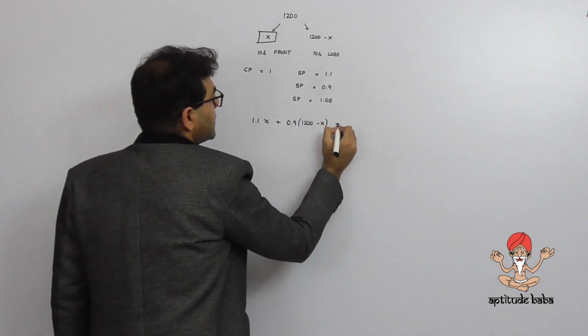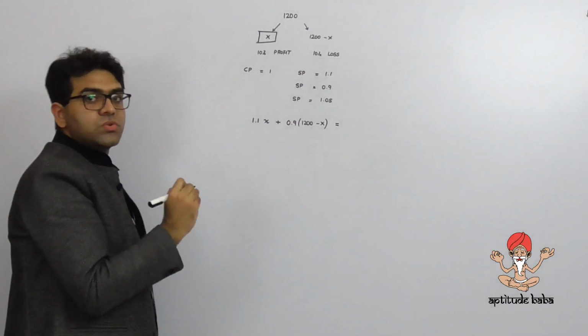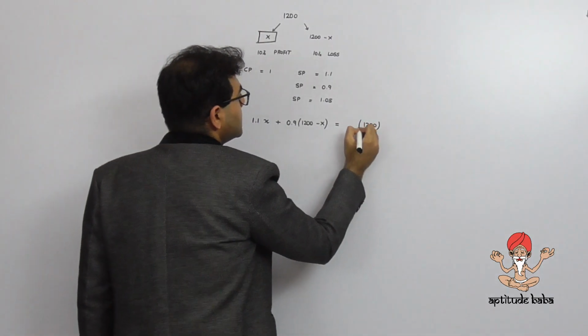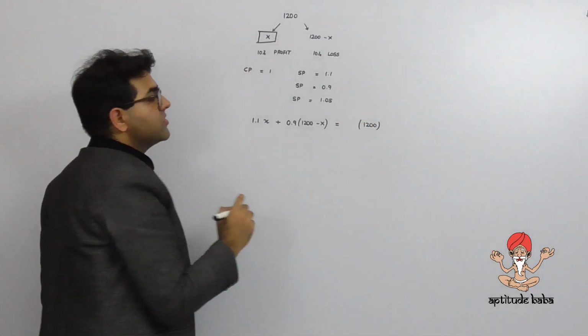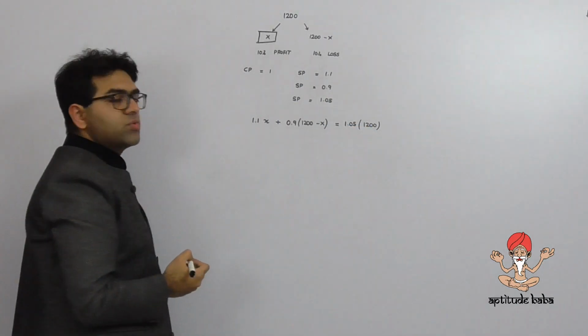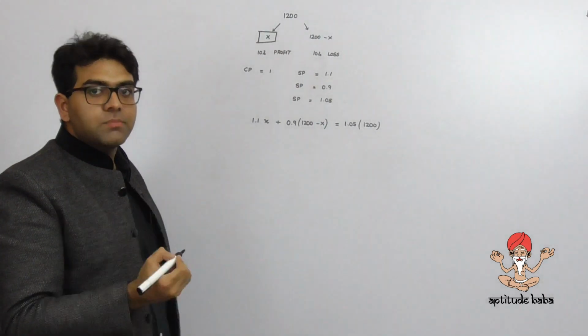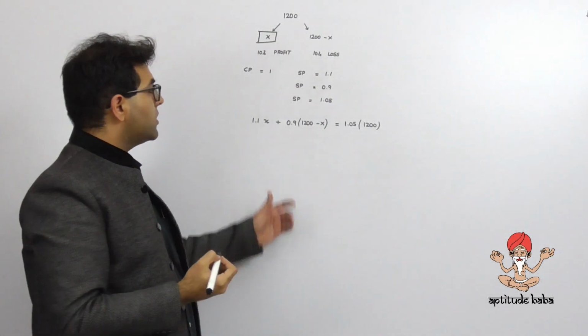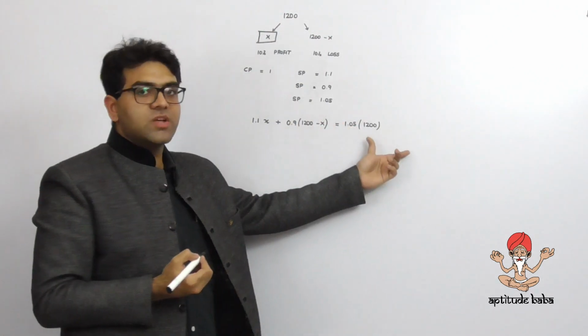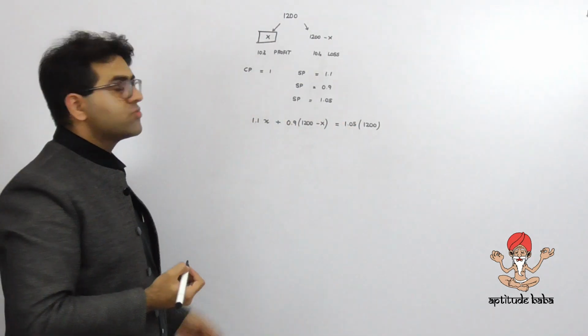ये total selling price should give me the selling price of 1200 eggs being sold at 5% profit. That means 1.05 into 1200. Now that's a simple equation in which you are equating selling price on one side with the total selling price on the other side. Let's solve this equation.